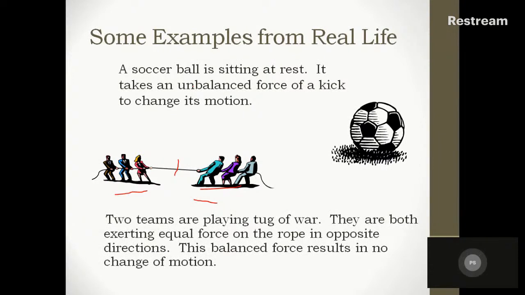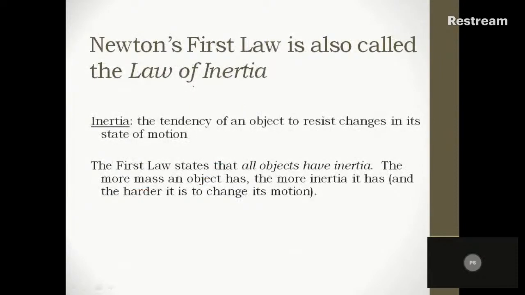Two teams are playing a tug of war. They both are exerting equal force on the rope in opposite directions. This balanced force results in no change of motion. That means it will be at rest. So I hope you all are understanding everything, guys, because everything is described in simple words so that you'll understand it easily. So next, Newton's first law is also called the law of inertia.